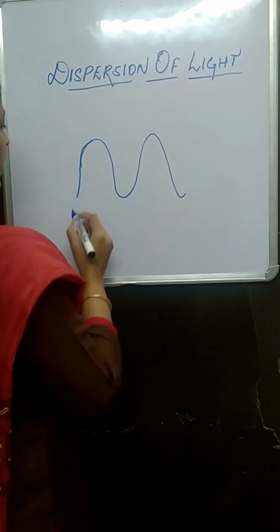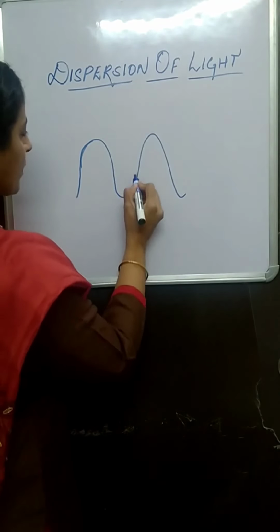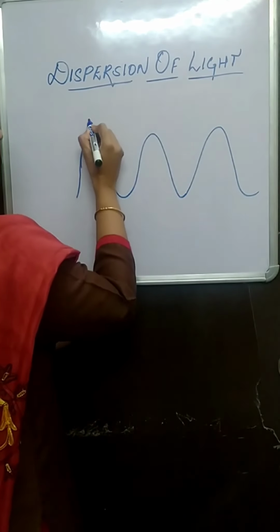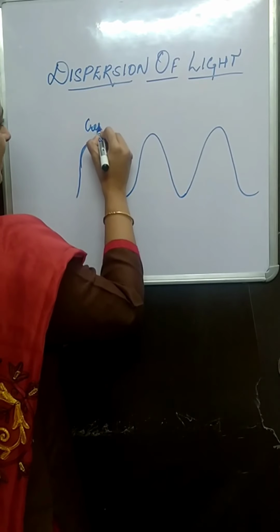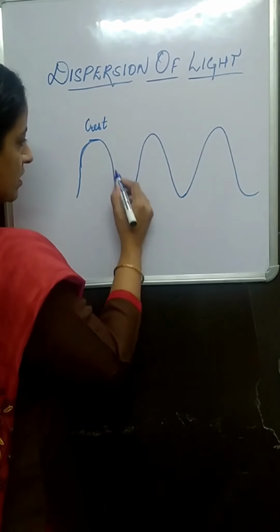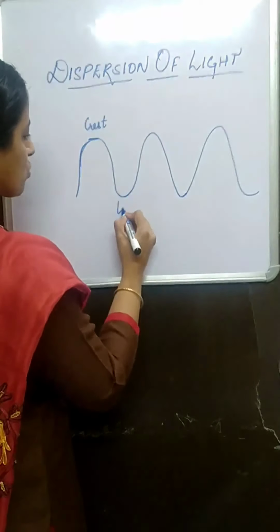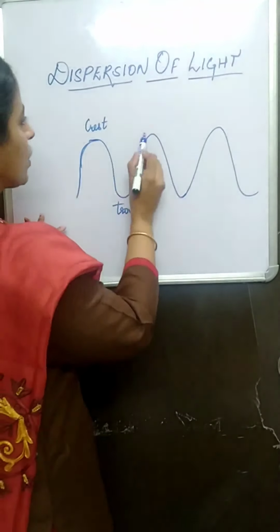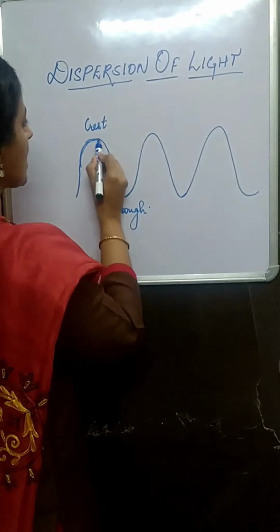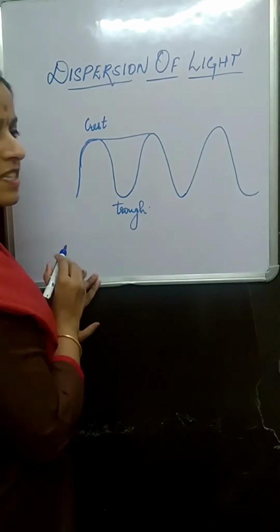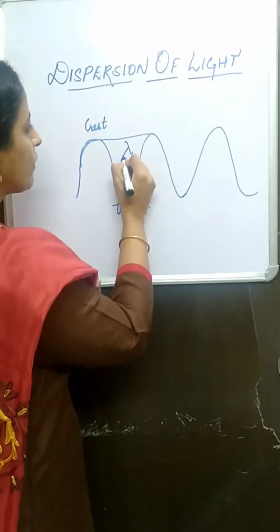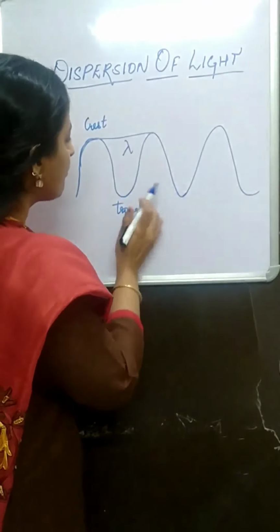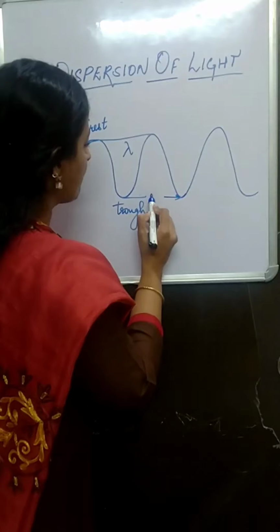So let me consider a wave. I am considering a wave this way. Now this point we call crest. The crest, and the little sinking part we call trough. The distance between two consecutive crests, that is from first crest to second crest, this distance is called wavelength, or we denote it as lambda. The distance between any two troughs, same way we call it lambda.